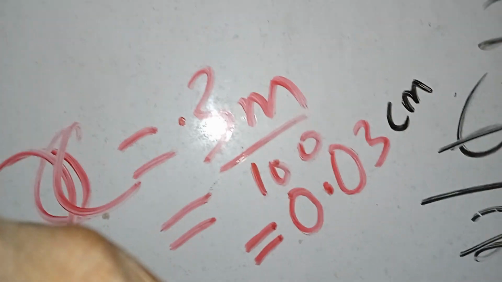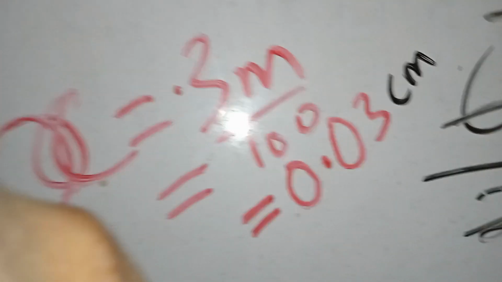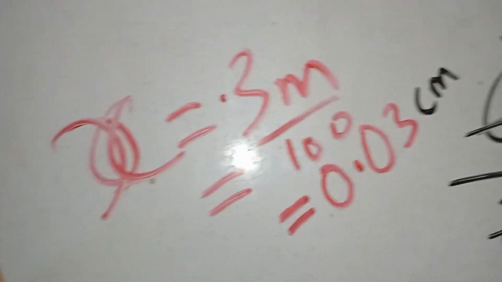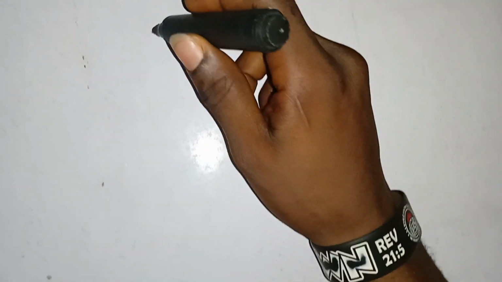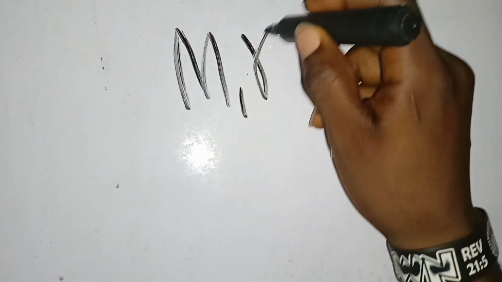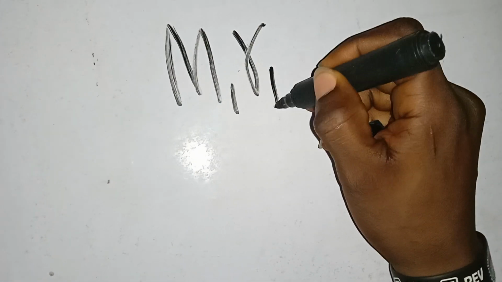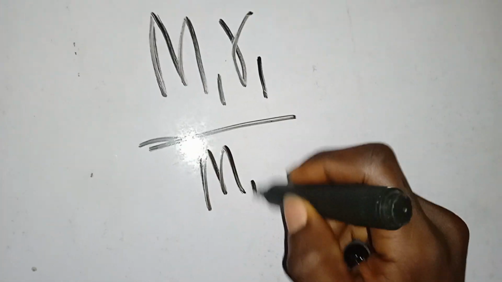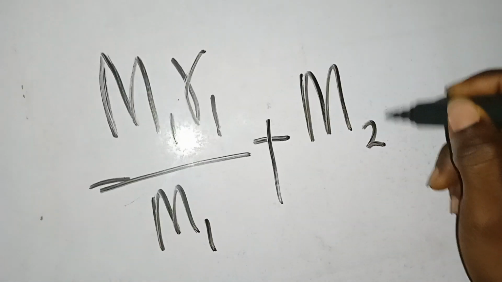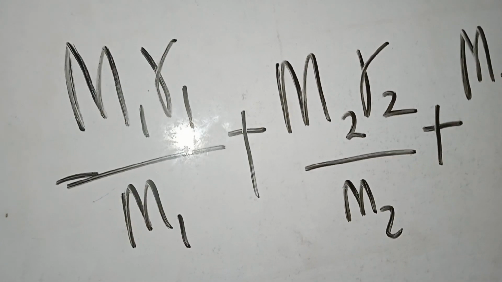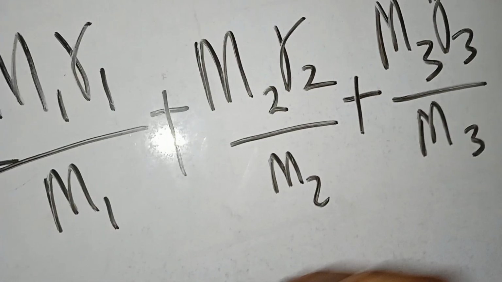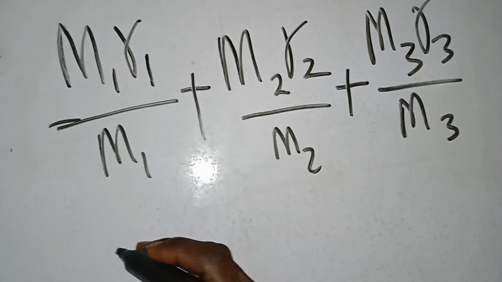So this is in cm. So this is what the x coordinate is. The x is giving us this. Now, to find the y coordinate, all we simply need to do is to use our formula to get m1 r1 over m1 plus m2 r2 over m2 plus m3 r3 over m3, in a situation where there are 3 particles. If you know this, let's substitute.